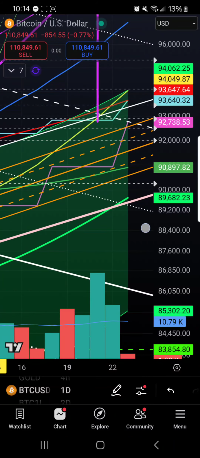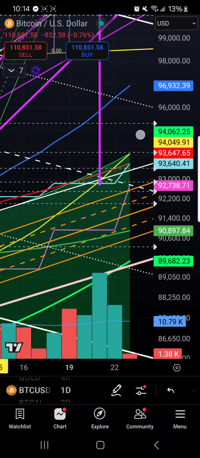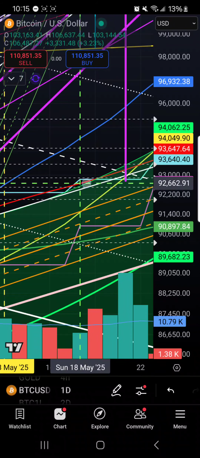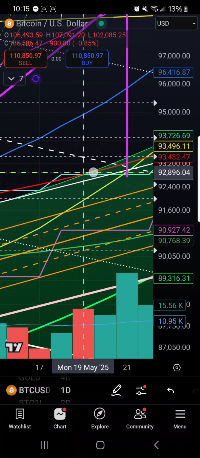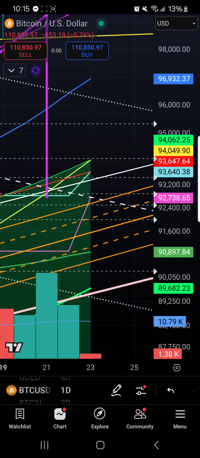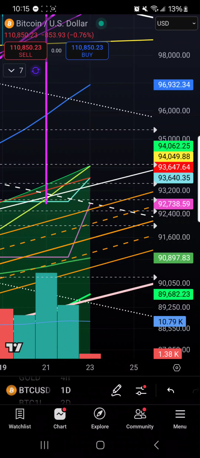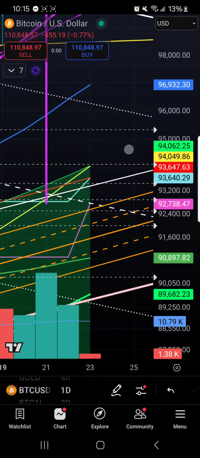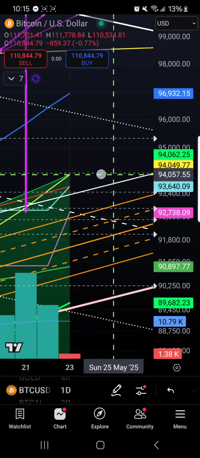So, the top of the daily Gaussian channel. I was looking for this correction. I've been looking for it for a while, and I thought it would occur back here when the 200-day moving average was more in line with the top of the daily Gaussian channel. But maybe they come closer together. Maybe they come back closer together as we move on. I doubt it. But anyway, they're all within a few hundred dollars of each other.